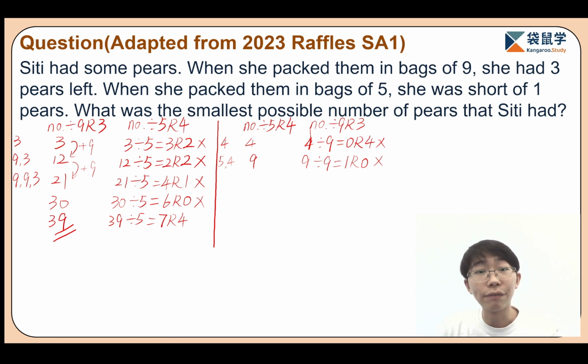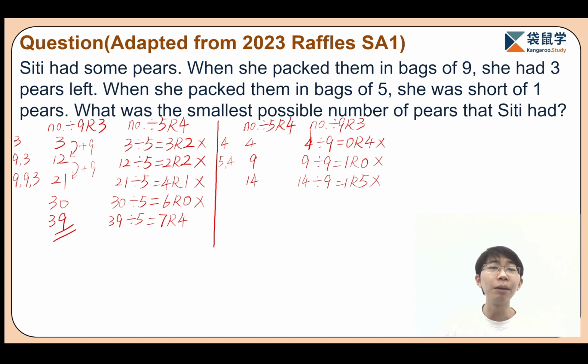Now, 9 plus 5 equals 14. So this is the next number. Now let's verify. 14 when divided by 9 equals 1. The remainder is 5. Does this satisfy our condition? No. So again, let me cross it out.